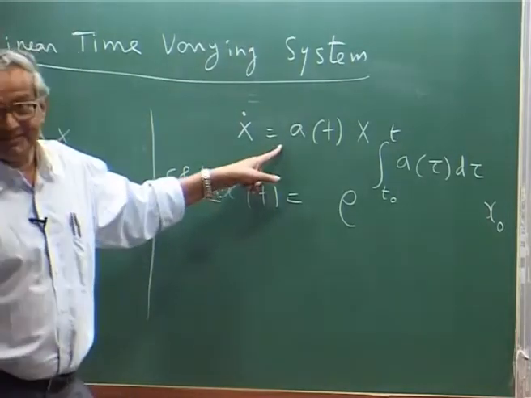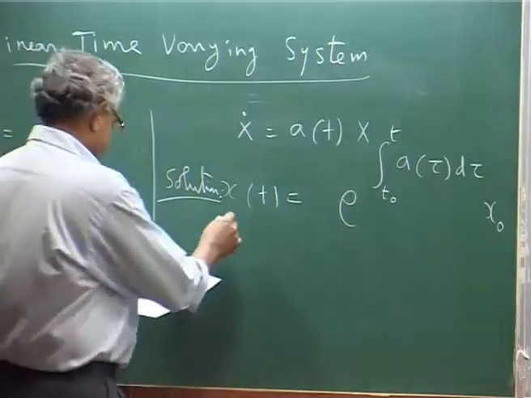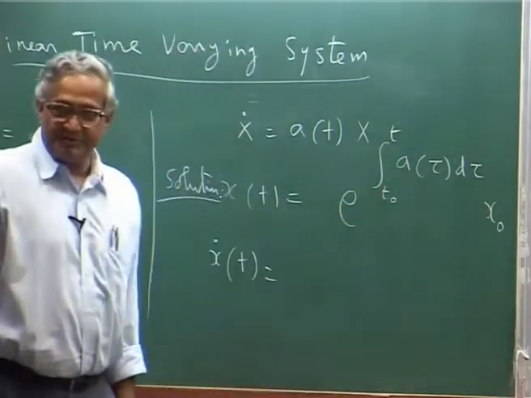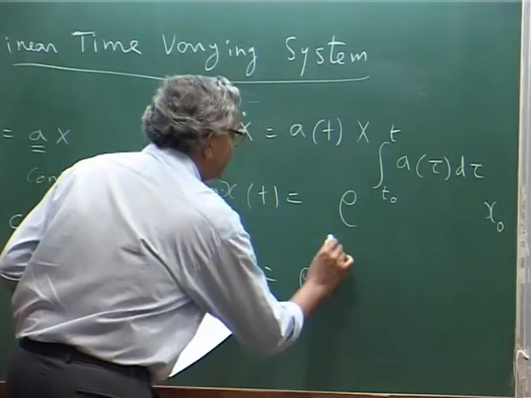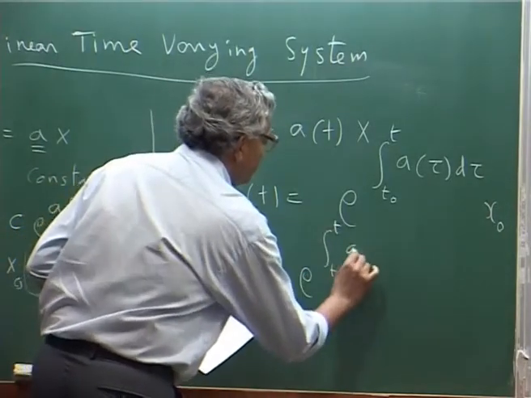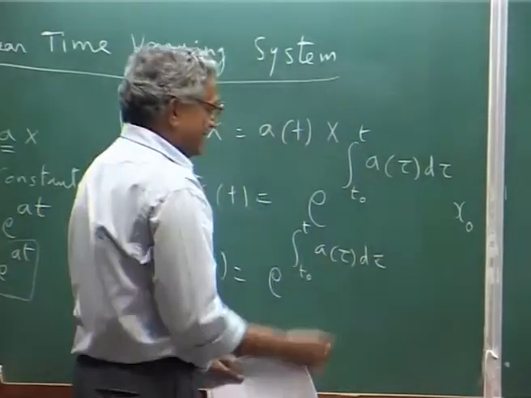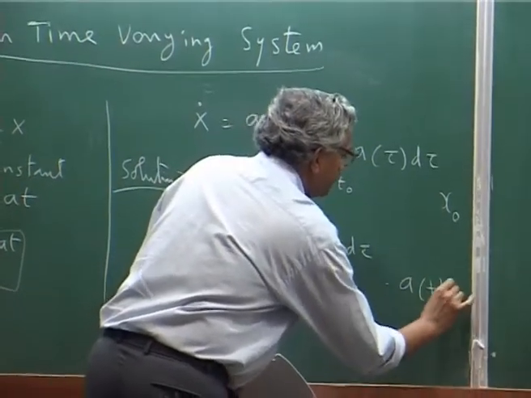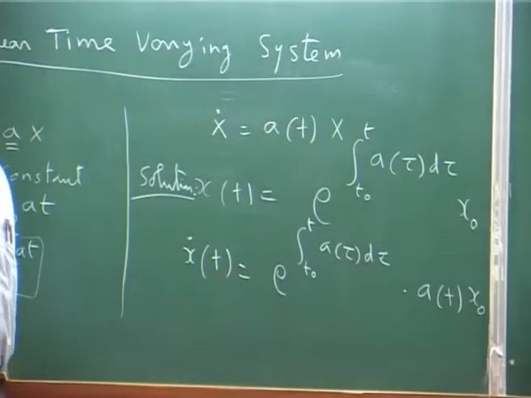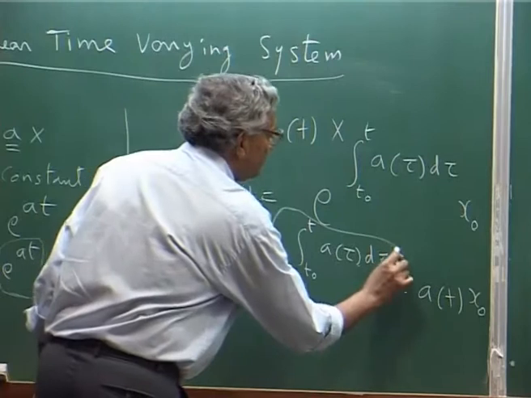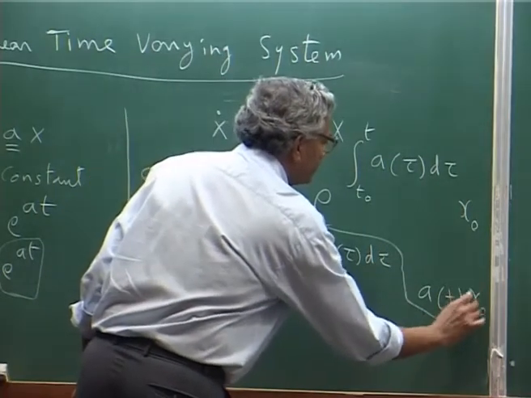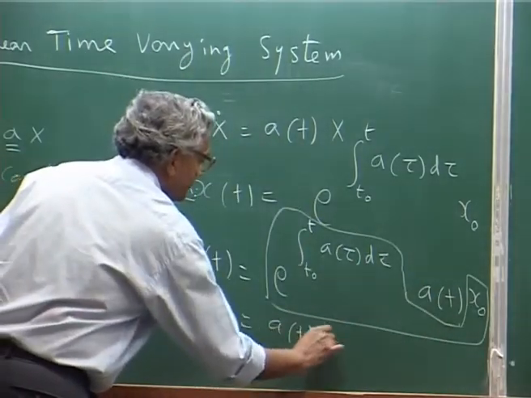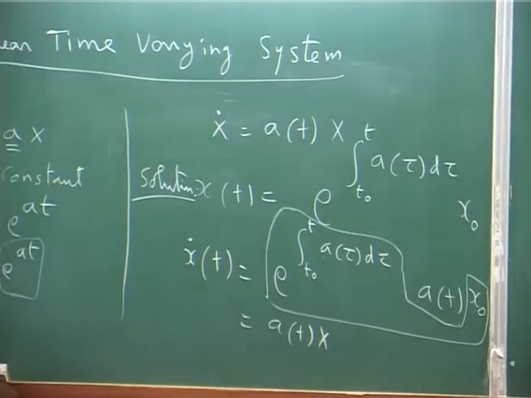This is the solution to this equation, because if you differentiate this, what will happen? x dot: the e to the power of the integral from t0 to t of a tau d tau will stay as it is. Then you differentiate the integral part, that will be nothing but a of t, times x naught. And since this term is x of t, you will find a of t x. So, you say this is my solution.